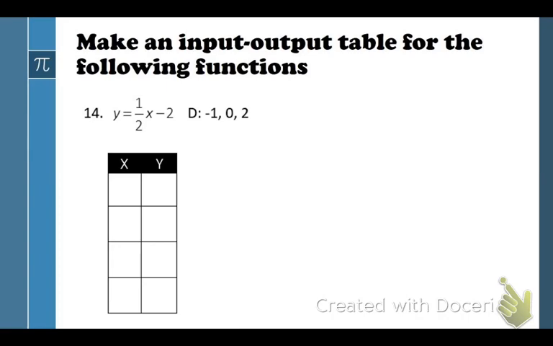Again, we're given the domain, so make your little braces around them. That was a typo. So we're given a domain. Domain we know is the x's, so we're going to fill up that side of my input-output table, or my t-chart, and we're going to plug those in. So we have 1/2 times -1 minus 2. 1/2 times -1 is -1/2 minus 2.